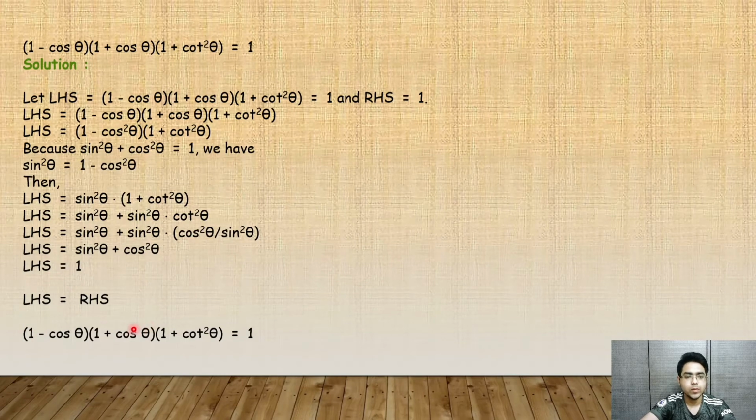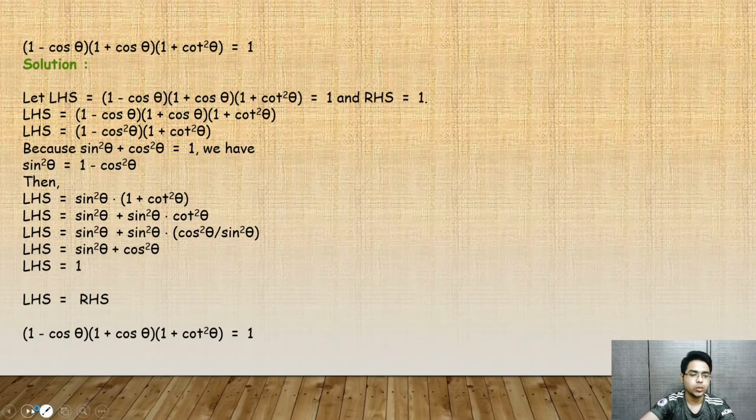So LHS will be equal to RHS. We have simply multiplied this sine square theta in this bracket, and we are getting this value. You can do it in different ways. We know the formula of trigonometric identity number 3, 1 plus cot square theta is equal to cosec square theta. You can simply substitute the value of this as cosec square theta, and sine's reciprocal is cosec theta, so they will cancel out, and we'll be getting the value as 1 only.